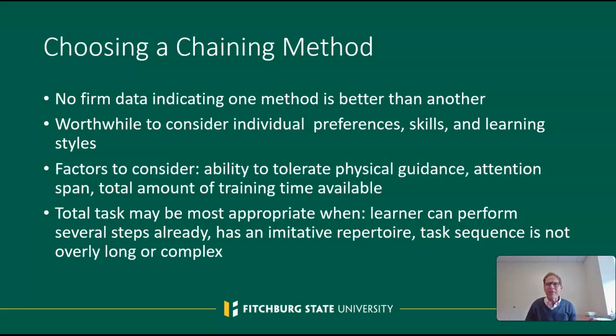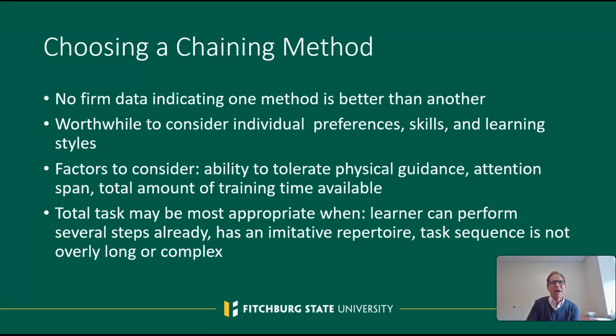So we've got these three methods: forward chaining, total task presentation, backward chaining. How do we choose which one we want to use? Well, there's no firm data to indicate that one method is better than another. So because of that, it's worthwhile to consider individual preferences, skills, and learning styles. Does a learner tend to respond better to one of these methods than another? Do they tend to prefer one to another?